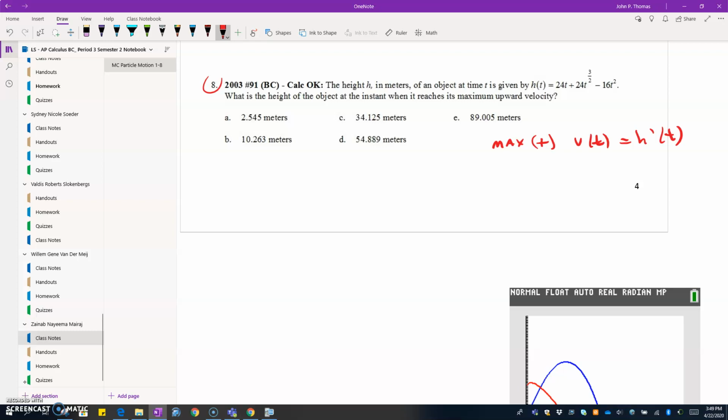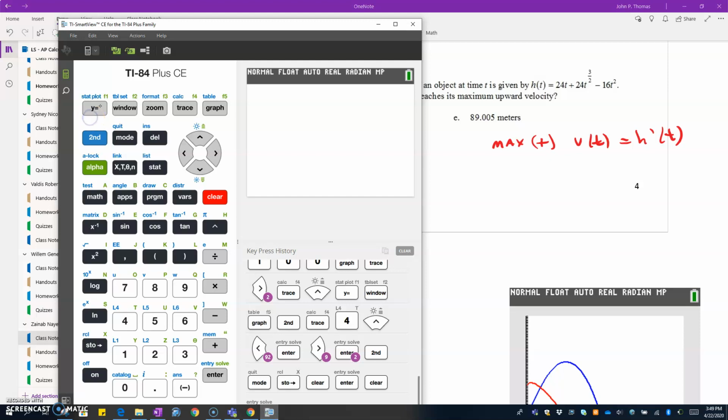This is calculator active, so I'm going to lean on the calculator. I'm going to go to y equals, and in y1 I'm going to type the original function h of t, and then in y2 I'm going to type the derivative. Note that at the end of the derivative we have x equals x. That's to keep it generalized so that we can look at the whole graph and see any point.